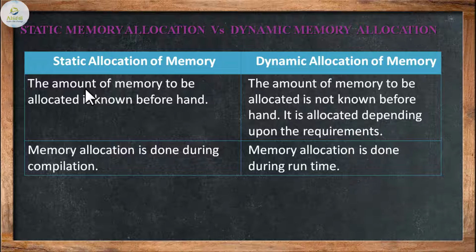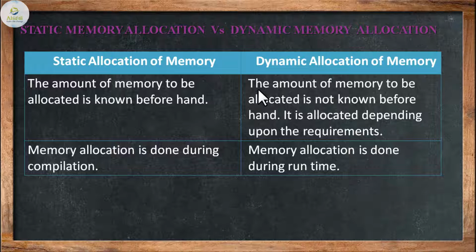The amount of memory to be allocated is known beforehand. That means I know before I create a variable what amount of memory space the variable will occupy. Now if I say character ch, you know ch will occupy 1 byte of memory space because the data type char has its size predefined in the compiler. So we know before allocation itself, before creating the variable.